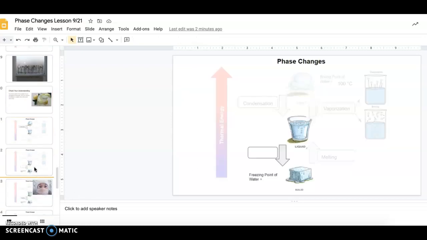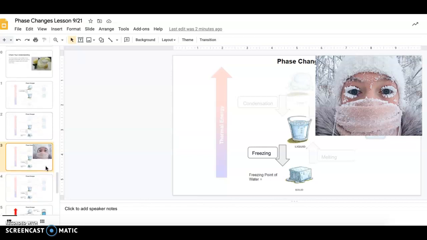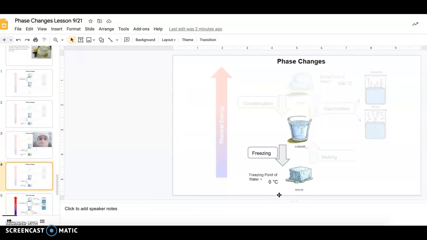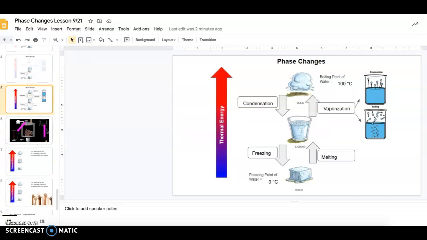We're now going to liquid to solid. Liquid to solid is called freezing. And the freezing point of water is 0 degrees Celsius. So remember, boiling point is 100, freezing 0. It's a nice, neat scale based on the boiling and freezing points of water. So this is what you should have so far.